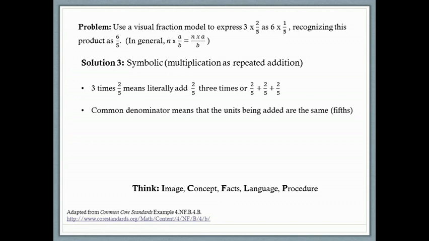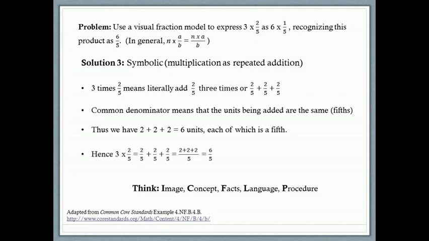And therefore, we can simply add the numerators, or we have 2 plus 2 plus 2, or 6 units, and each of the units is a fifth. And so we have 6 of them, and that means 3 times 2/5 is 2/5 plus 2/5 plus 2/5, or 2 plus 2 plus 2 fifths. It's really a grouping idea, and we end up with 6/5.